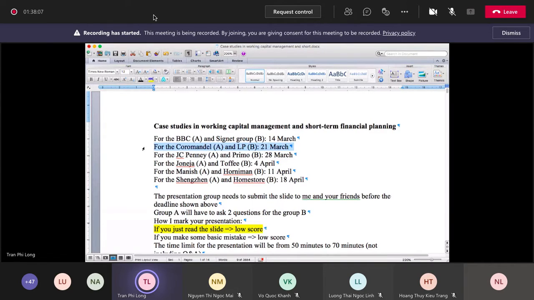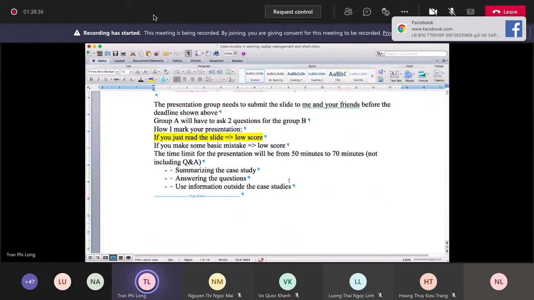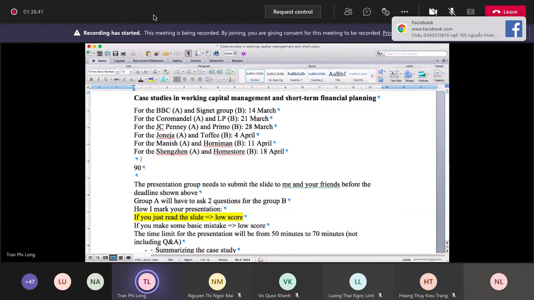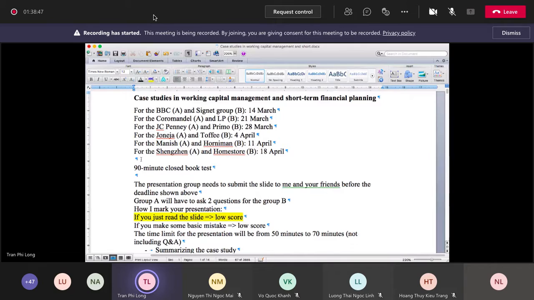And we still have the midterm test. Maybe I will let you know about the midterm test 1 week before the test. For example, next week we will not have the test. I will let you know when we have the test, basically 1 week before. And remember, the midterm test will be 90 minutes. Close book test.